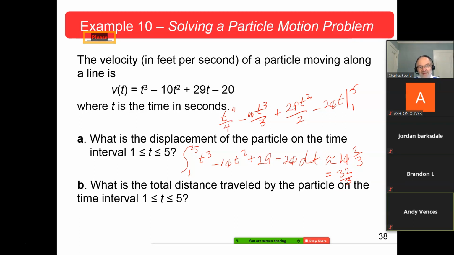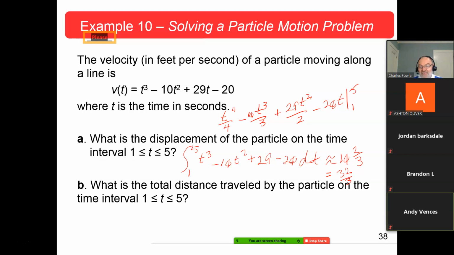But what's the total distance traveled by that particle? Here we have to figure out where your velocity goes negative. So we have to find the zeros of your velocity function. Let's start from the beginning: when t is equal to 1, the velocity is 1 minus 10, that's minus 9, plus 29, that's plus 20, minus 20 is 0. So it's starting out at 0 when t is equal to 1.